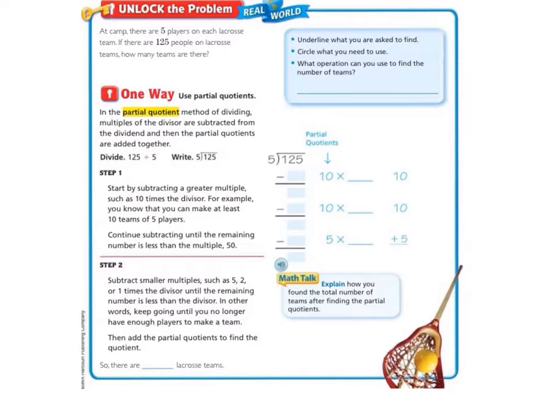Well, let's look at our blue box first. It says, we're going to underline what we are being asked to find. Well, we are being asked to find how many teams are there. Circle what you need to use. We need to use 5 players on each team and 125 players. And what operation are we going to do? Well, if we take 125 people and we split them up so that there's 5 in each group, then we are going to divide.